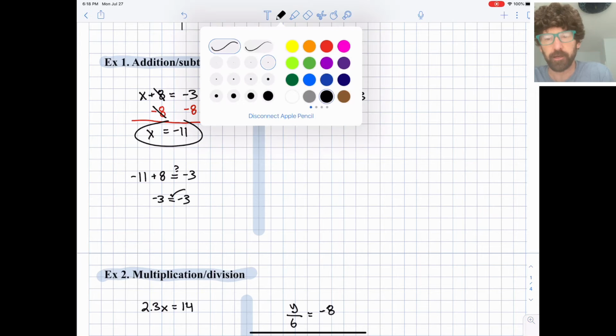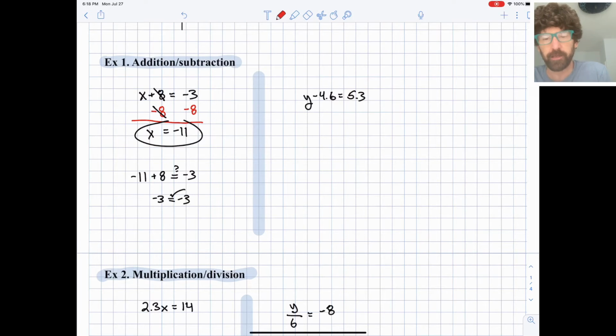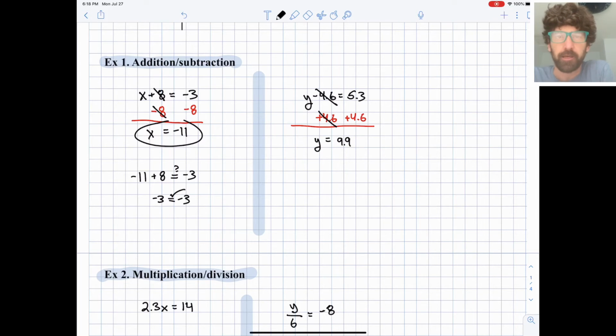Over on this problem on the right here, we can see that we're subtracting a 4.6 from y. So let's undo that subtraction. Let's add that 4.6 back on. We will do it to both sides so we can keep our equation balanced. And these 4.6's cancel. We have a y remaining on the left, and let's do 5.3 plus 4.6. It looks like we get a 9.9 on the right. That's what y is equal to.